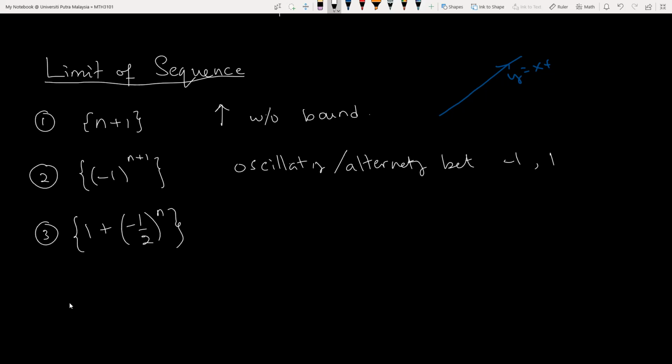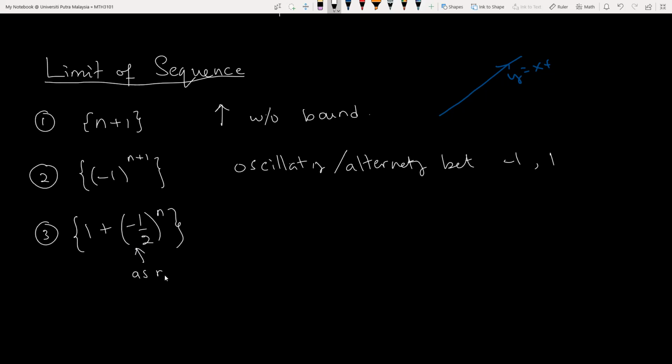Okay, so how does it look like? Let's say if n is even, this will be positive. If n is odd, it will be negative. So this is also alternating, but you can see that this is like a power ratio.